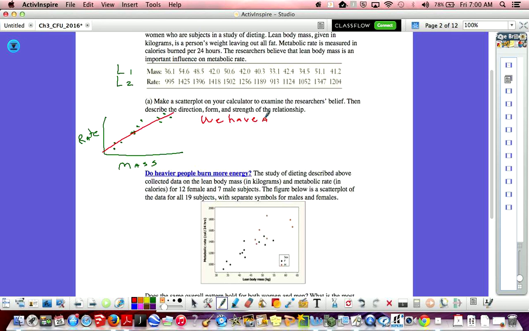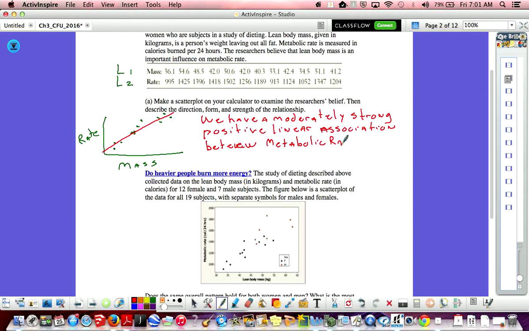We have a moderate, but if you said fairly or moderately strong, positive, linear relationship, or association, I'm going to say association, between metabolic rate and lean body mass.